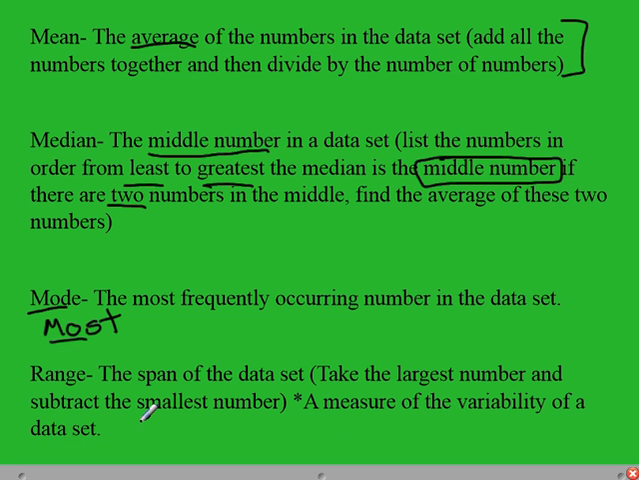And range is the span of the data set. It's the biggest number in your data minus the smaller number. And this is the first measure of variability that we're going to talk about this year. We're going to do a couple different kinds of variability, but range is the most basic one. Your range can tell you if your data points are really, really spread out, like let's say you have everything from 0.1 to 2,500,000, that's a huge range. Whereas another set of data might only go from 10 to 15. That's a much smaller range. So that gives you information about your data.